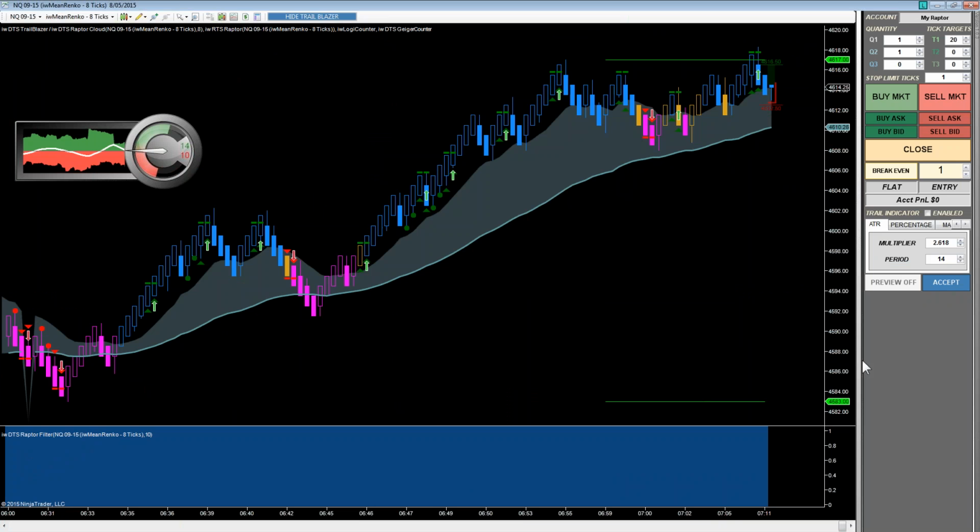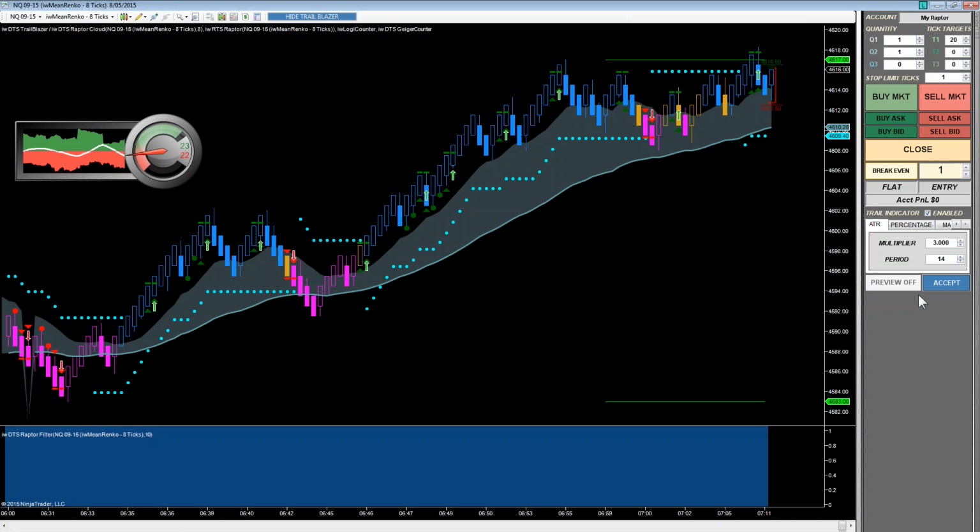Now, if you're using the Trailblazer, you're going to need to know more or less what your average position size is. Because the Trailblazer, see, currently I've got one contract with a 20 tick target. I've got another contract with a 0 target, which means it's going to be a runner, which means I'm going to have two contracts in play. So let's say I'm going to run an ATR stop strategy.